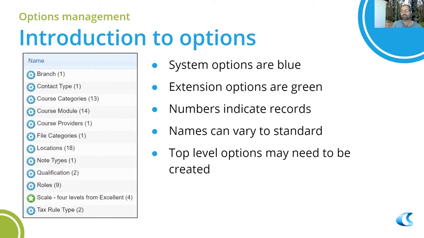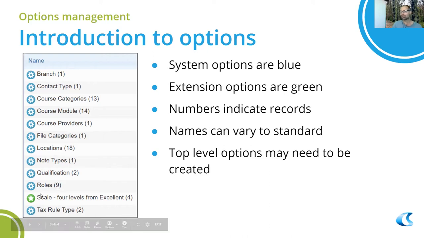Note types are if you've got the ability in your license to write notes associated with the records, like a CRM type feature, or keeping track of what you've done, then different note types can be created. Qualifications, I guess that's obvious. Roles are the roles that get allocated to the users to give them access and permissions to certain parts of course sales.